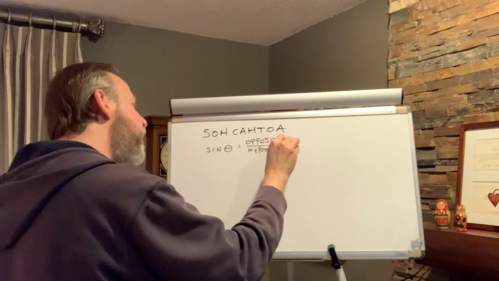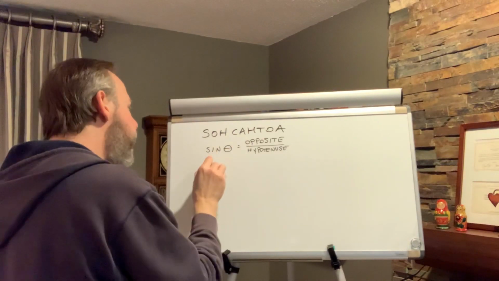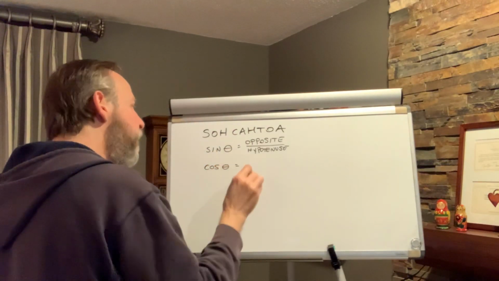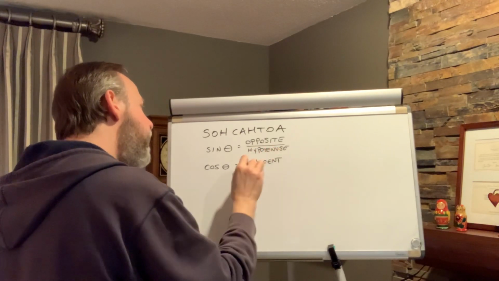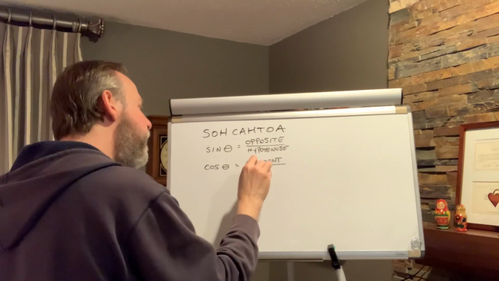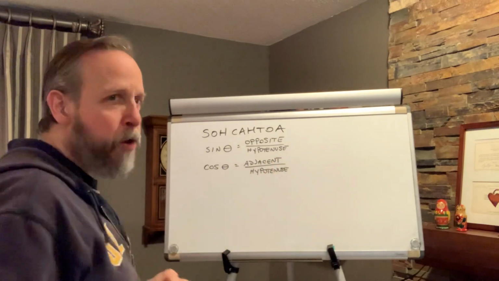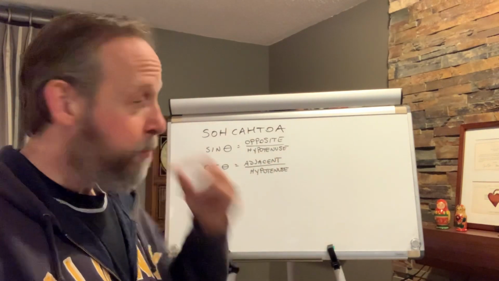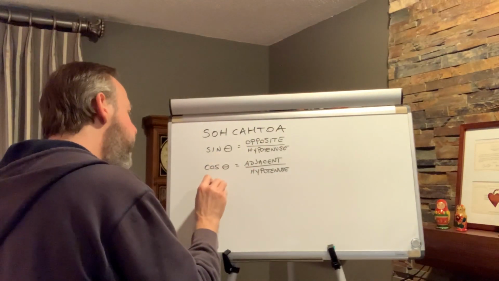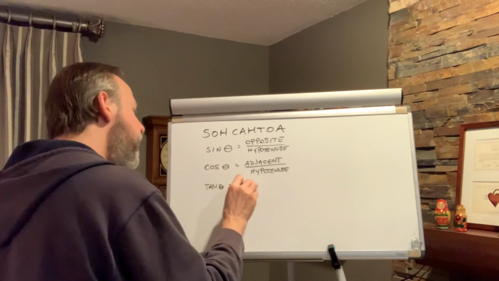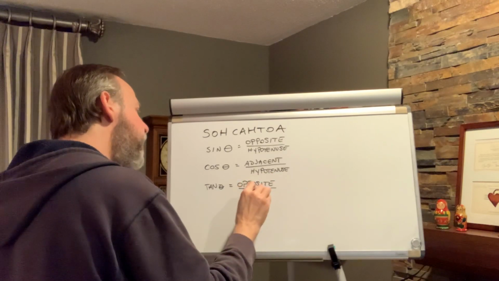The hypotenuse of a triangle, again, is the longest side, the one opposite the right angle. The C stands for cosine. The cosine of an angle, theta, equals the adjacent side divided by the hypotenuse. The hypotenuse will never be called the adjacent side. It's always called the hypotenuse. Adjacent means next to. And the T stands for tangent. The tangent of an angle theta equals the opposite side over the adjacent side.